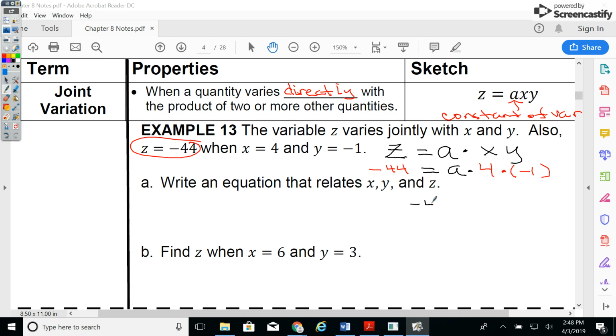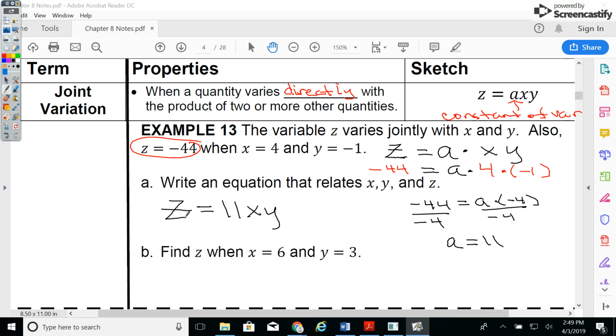So negative 44 equals A times negative 4. And then I just divide both sides by negative 4. So A equals 11. So my equation, all I do is take the 11 and replace it with A. So Z equals 11XY. So again, Z depends on both of these. It's a joint variation here.